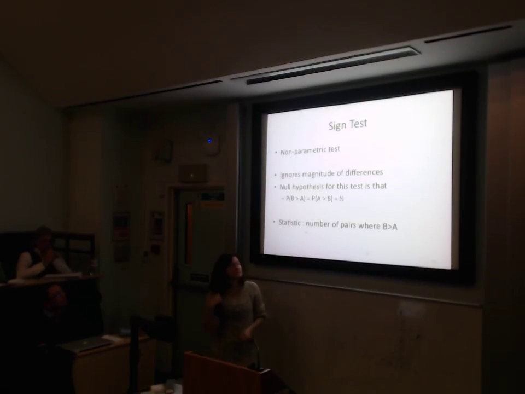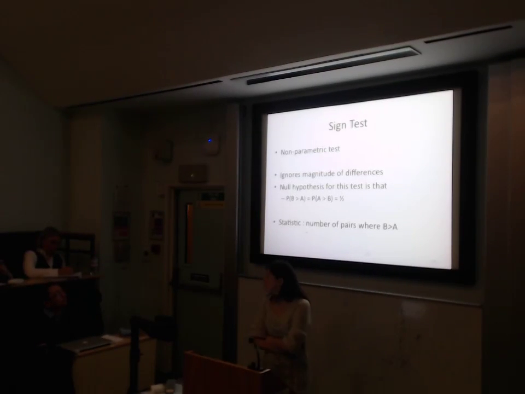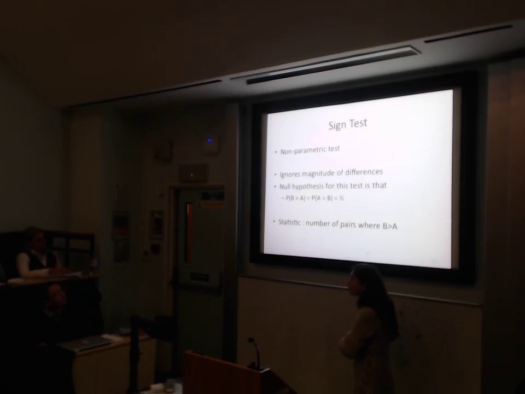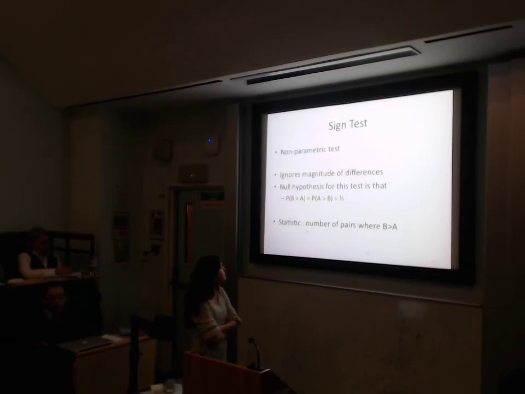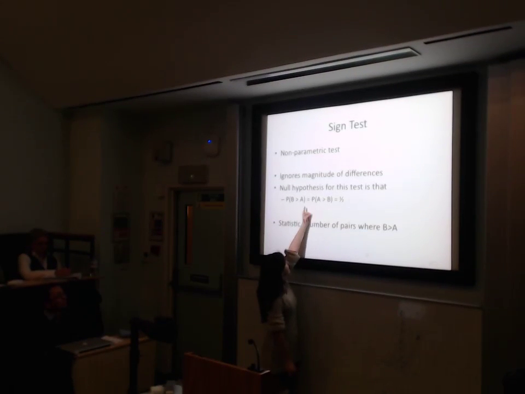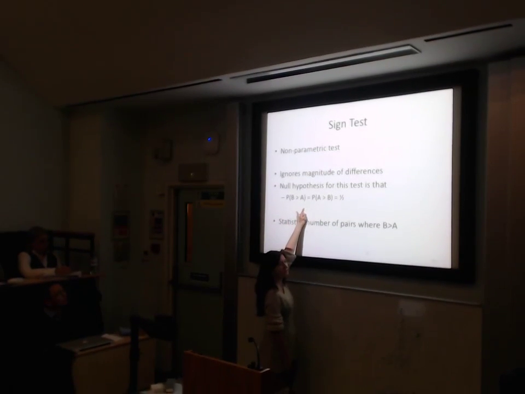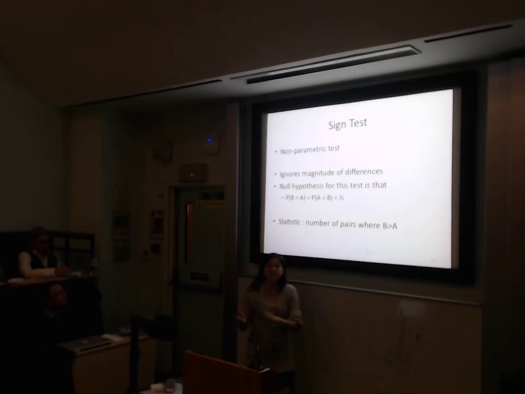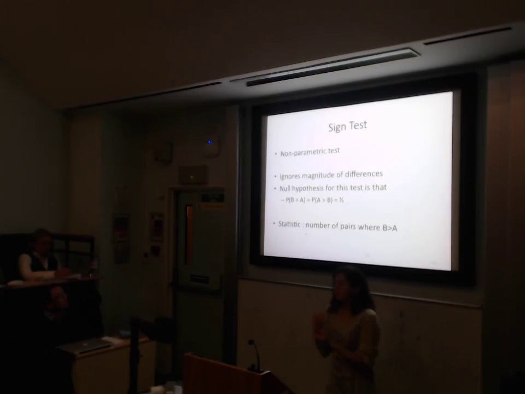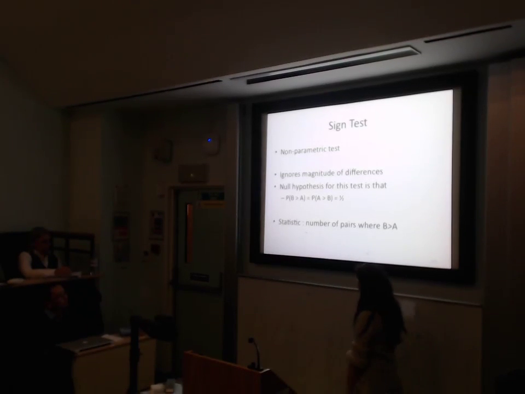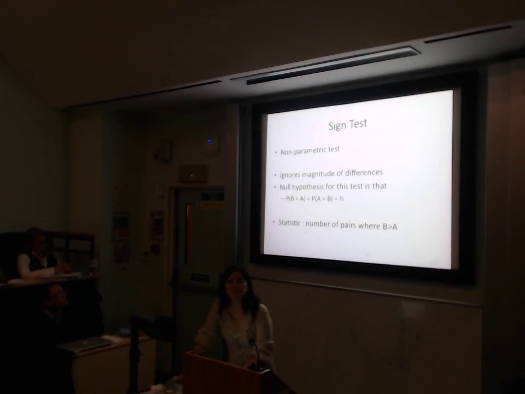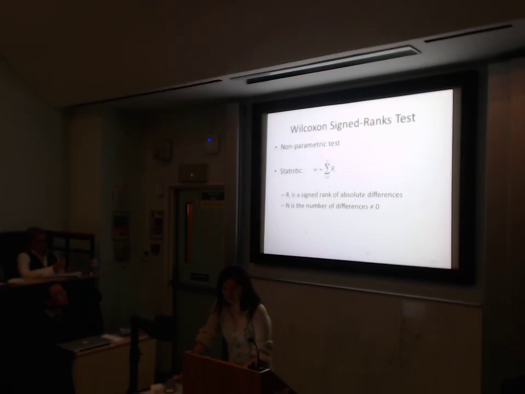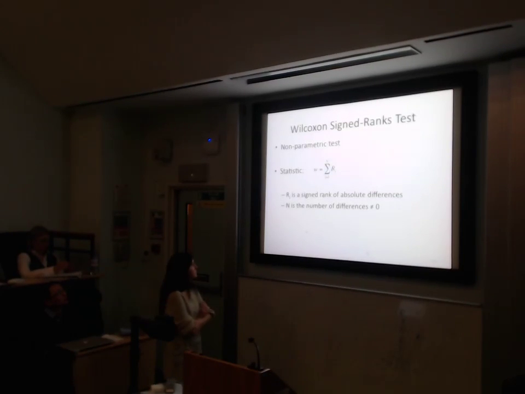Another significance test, the sign test, is a non-parametric one, meaning it doesn't depend on scores. It only depends on ranks of documents retrieved. The null hypothesis for the test is that for the two systems, the probability that one system is better than the other is the same as the probability that the other one is better. So they are equally good. Our test statistic now is the number of pairs where one system is better than the other. So it's a rather simple test statistic, and I'm not getting into details.